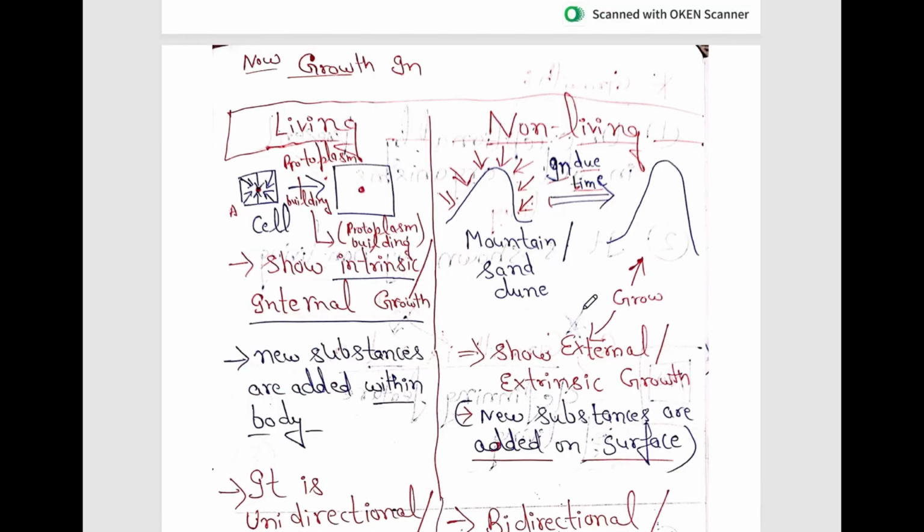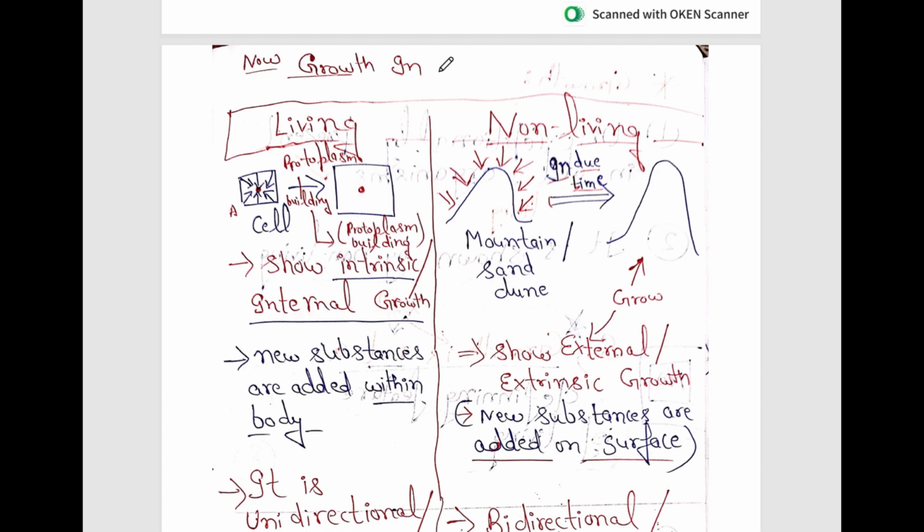One more point: in the majority of higher plants and animals, growth and reproduction are mutually exclusive events. Because both the living and the non-living exhibit growth, it cannot be taken as a defining property. Growth from inside, intrinsic growth, can be taken as a defining property only.